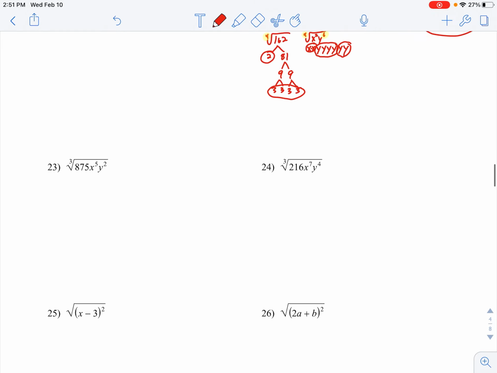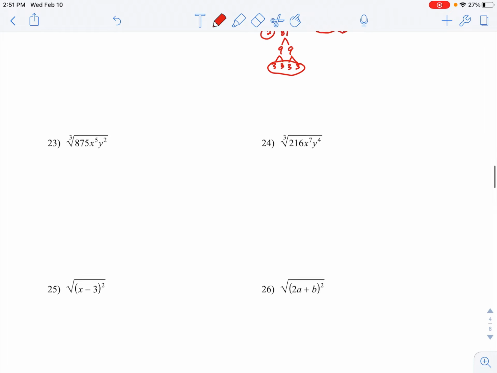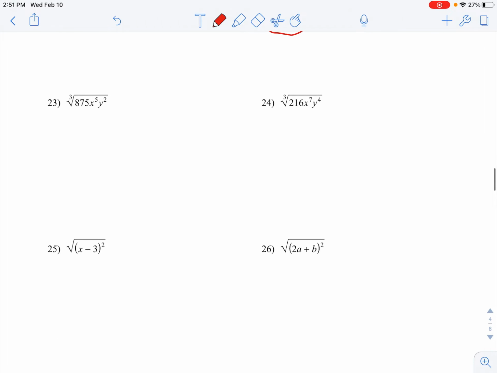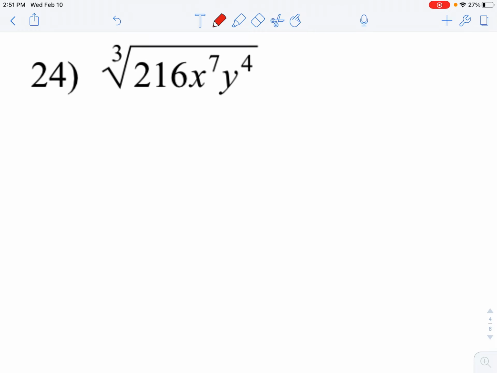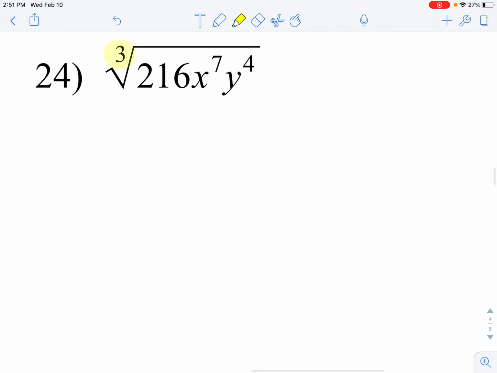Well, look, 26 is different. I was going to say you could stop the video and get to work, but if you want to see how I do 26 because it looks different, hang in there or fast forward ahead. But first, number 24. So we're doing a cube root. We're going to look for groups of 3.